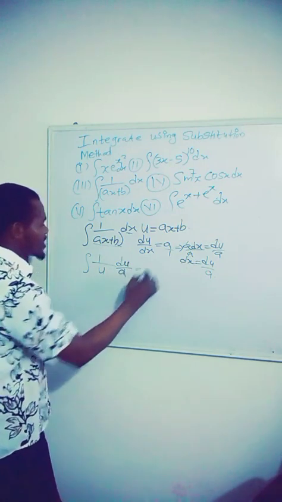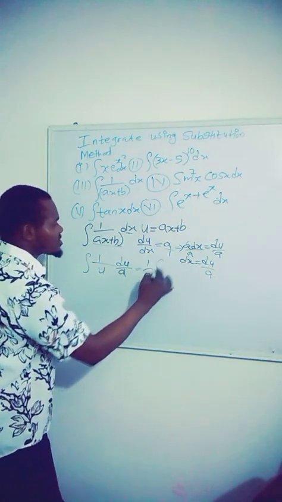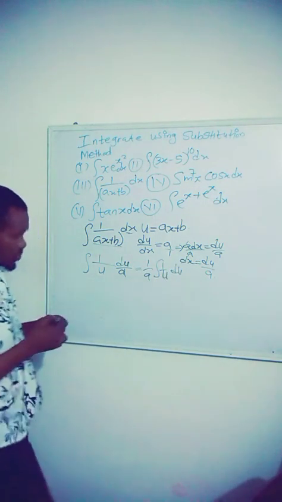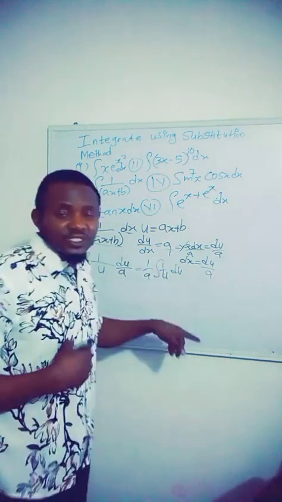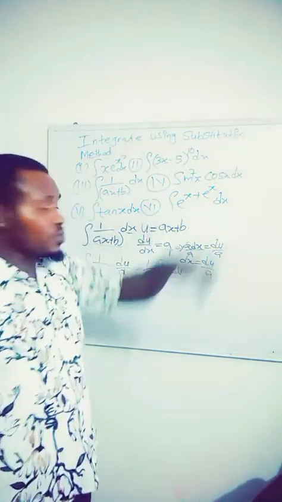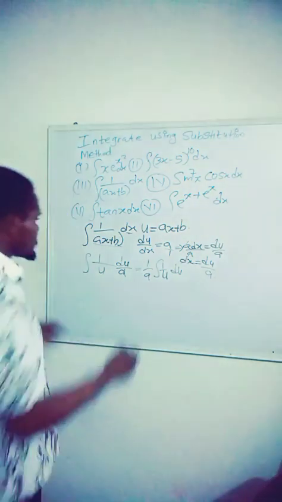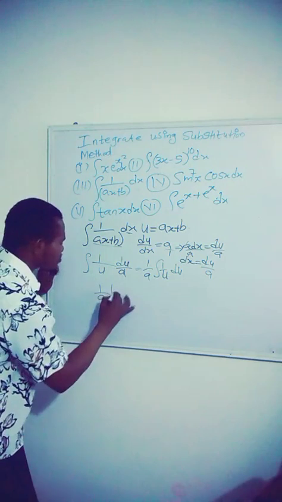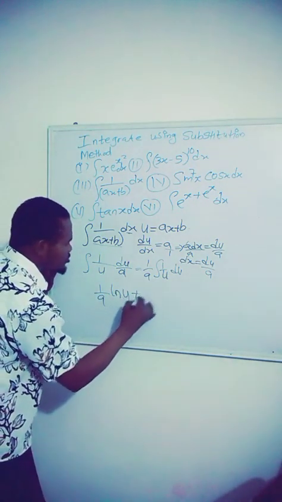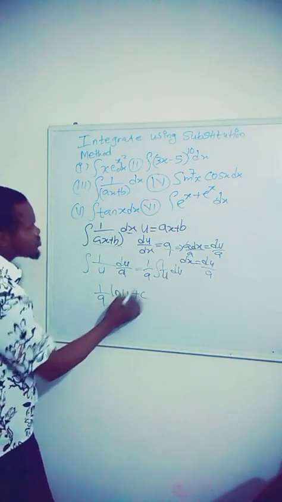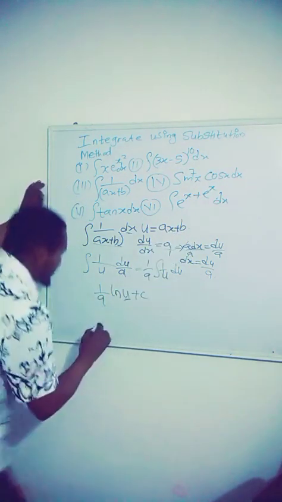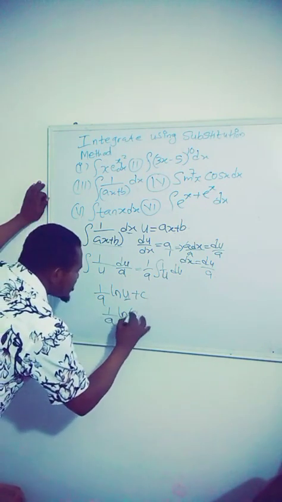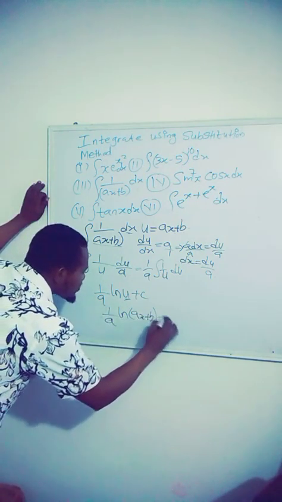You can take it outside: 1 over a, the integral of 1 over u du. Now you can see that everything here is u. Whenever you integrate 1 over a variable, it's ln of that variable. So 1 over a, when I integrate this, becomes ln u plus c. Now don't forget our u is ax plus b. So the final answer will be 1 over a, ln of ax plus b, plus c.